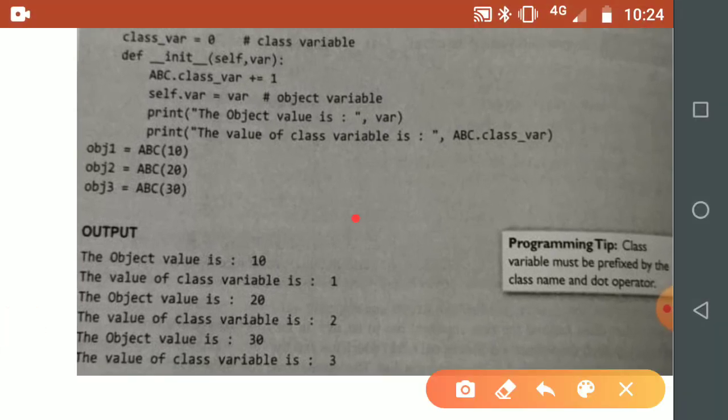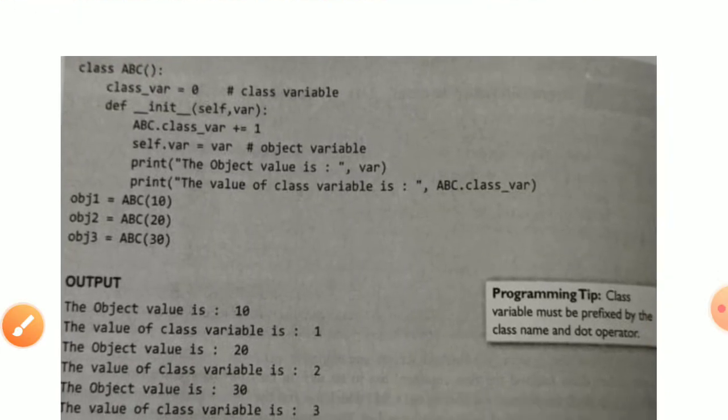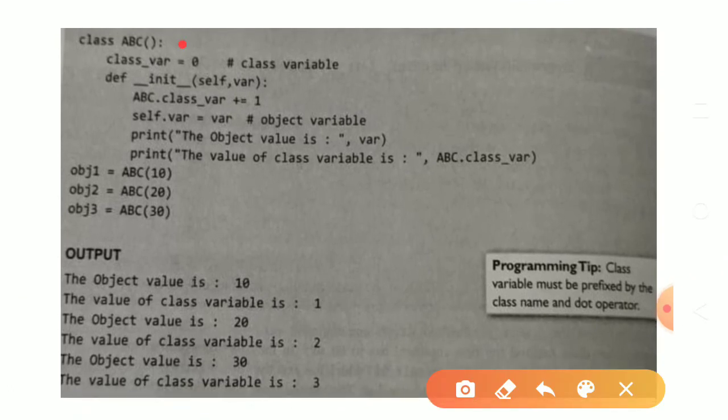Okay, just see this program. In this program we have taken one class, that class is ABC. In that class I have taken one variable, class underscore var is equal to 0. It is a class variable. A class variable is always declared or initialized outside method definitions, before the methods, during the class definition's first lines we can initialize our class variable. So this class underscore var is equal to 0 is the class variable.